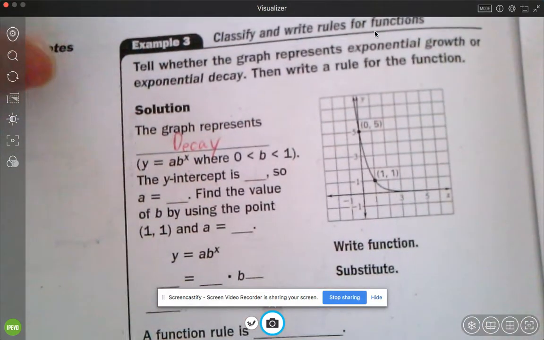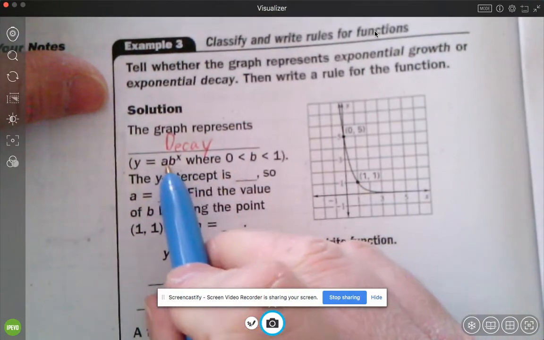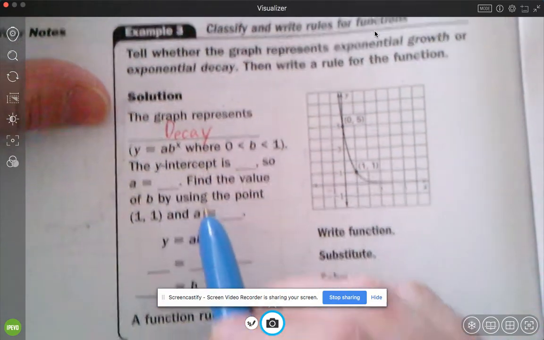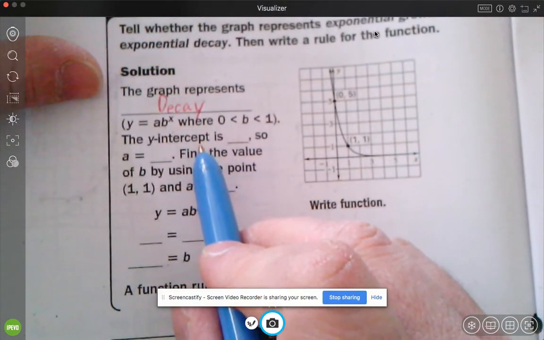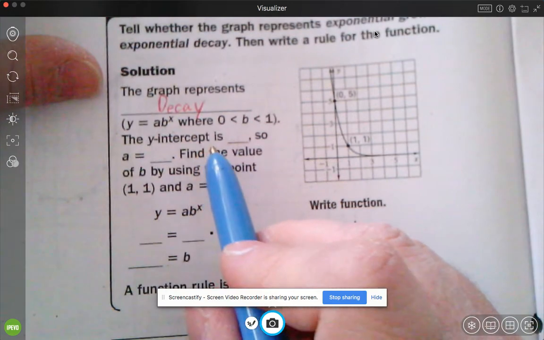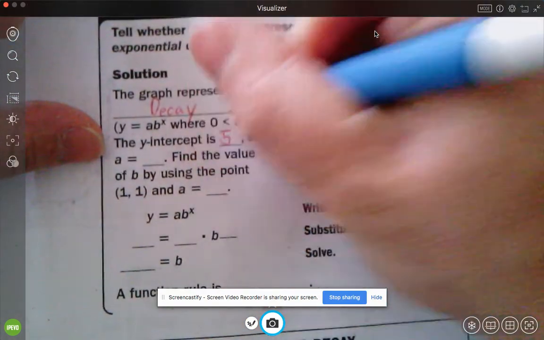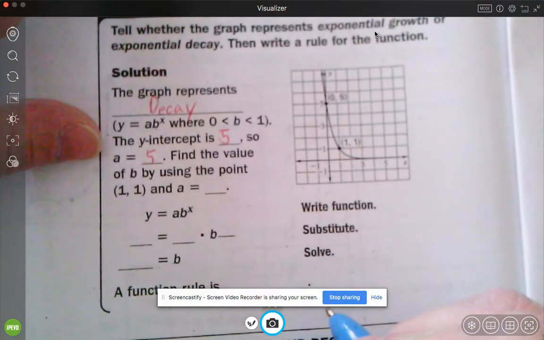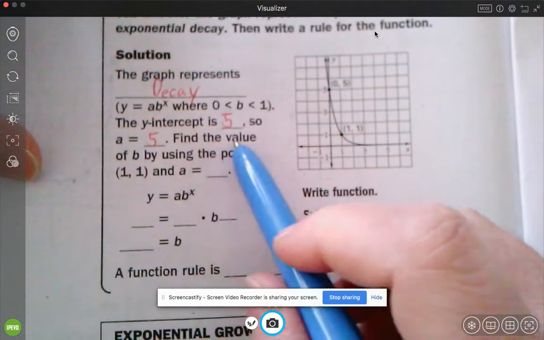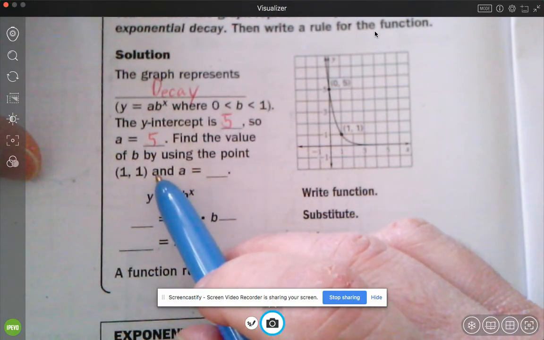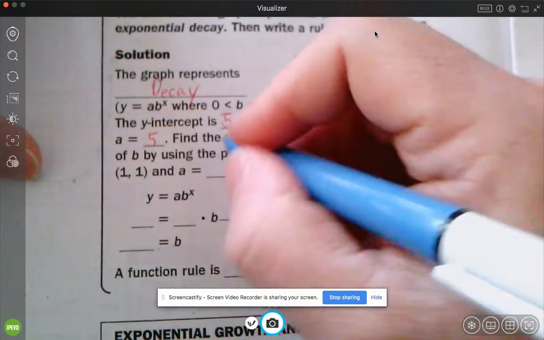All right. So we know already that the b value is going to be a fraction. The y-intercept, can someone tell me what the y-intercept is for this one? Yeah, it's right here at 5. So we know that a is going to equal 5. So then it says find the value of b by using the point 1, 1, and a equals 5.